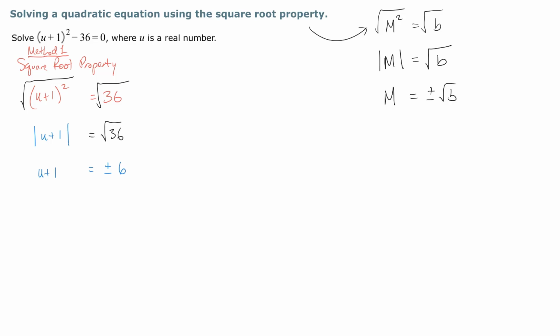Now we're going to subtract 1 from both sides. So we have u is equal to 5, or u is equal to -7.